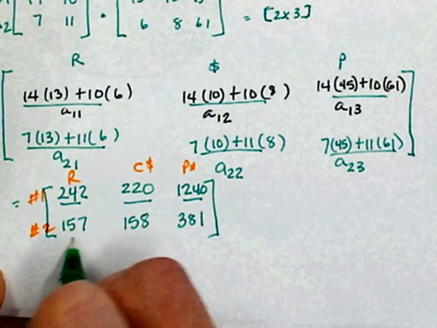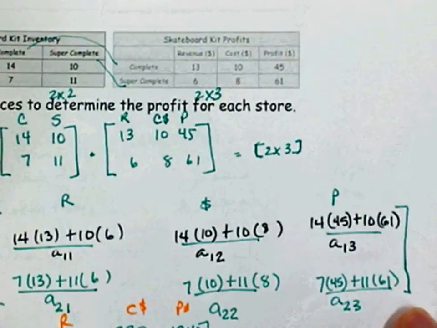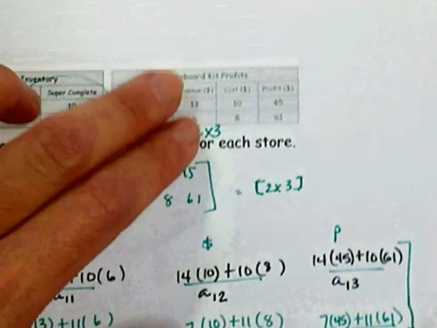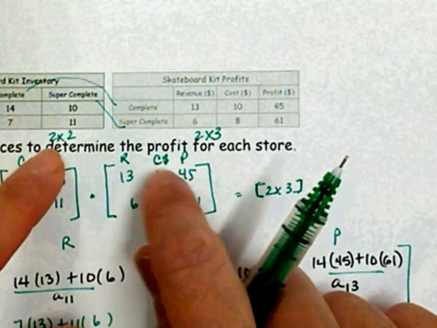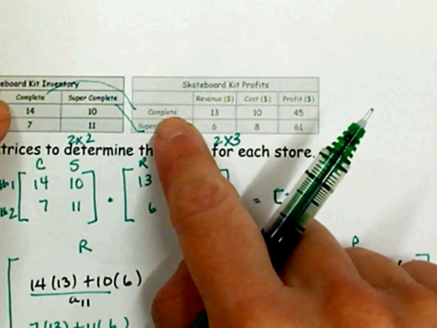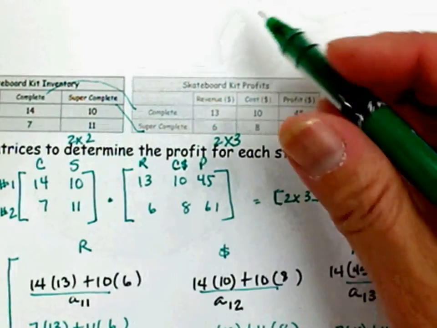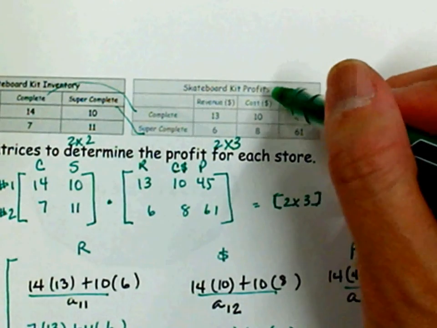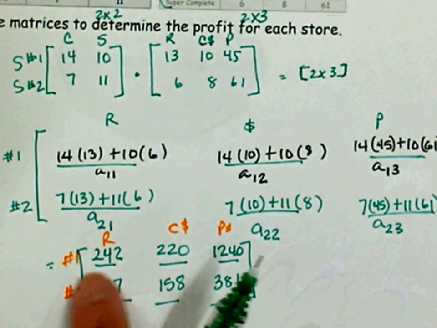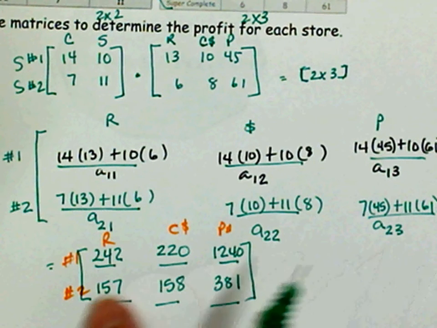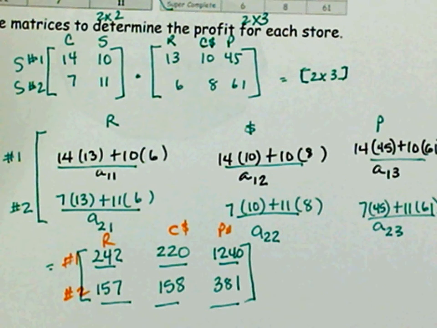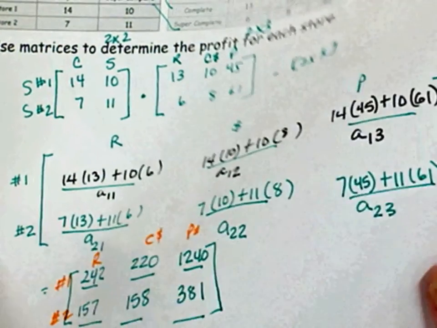Okay? So, and that's all you have to do. But remember, sometimes you might have to turn it around so that way you can match these up. The complete and super complete match. And so what the math you are doing is you're comparing the stores with the kit profit of revenue, cost, and the profit. So store number 1, you made $1,240. Store number 2, you made $381. Basically set them in Excel spreadsheet. In real life, you will have a lot more numbers than these. Okay? All right, and that's multiplication.